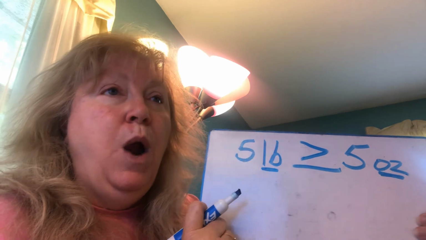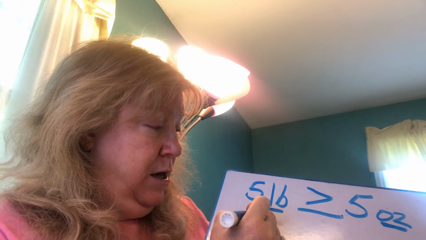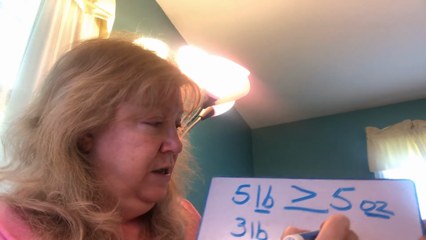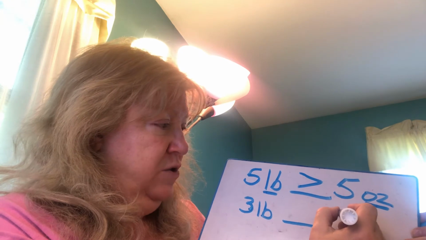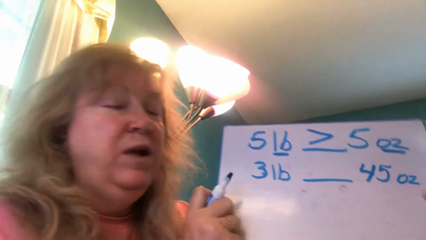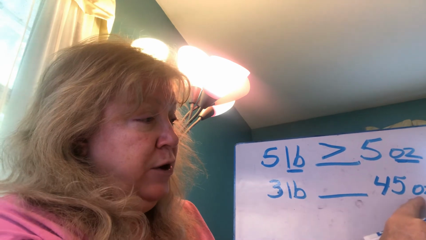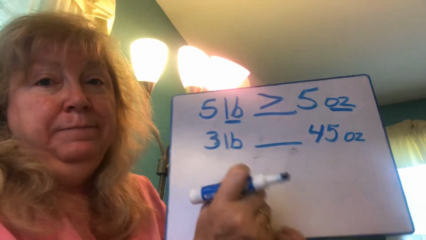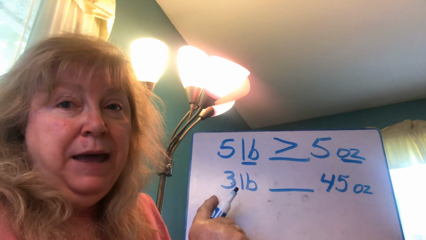Okay. What about if I had something like this? What if I had 3 pounds and I was going to compare it to, let's do 45 ounces. And we have to figure out if it's greater than, less than, or equal to. So the first thing we do is we look at our units. They're not the same. So, it's more work when they're not the same. So we have to change our pounds into ounces or our ounces into pounds.